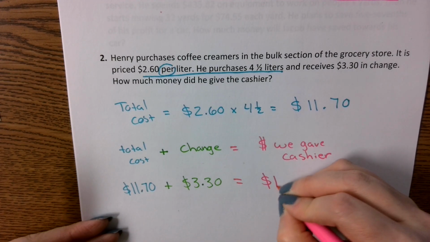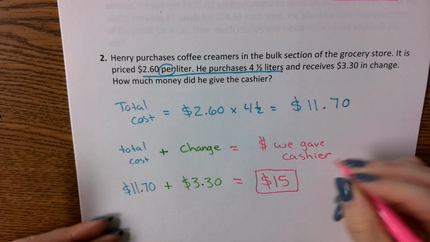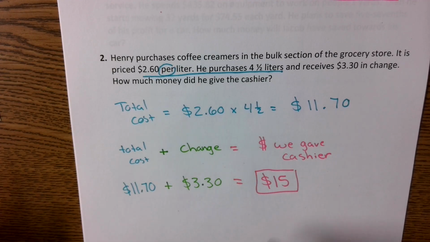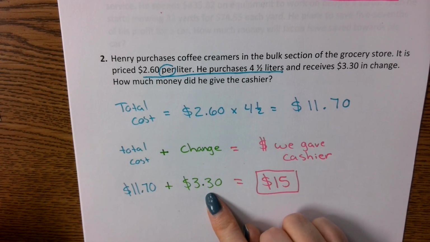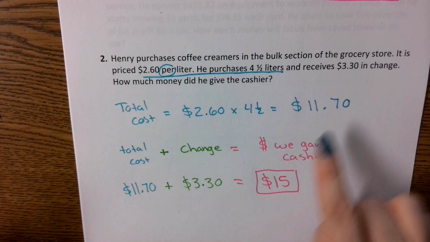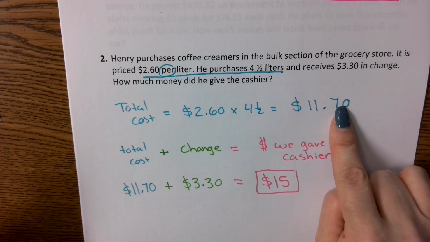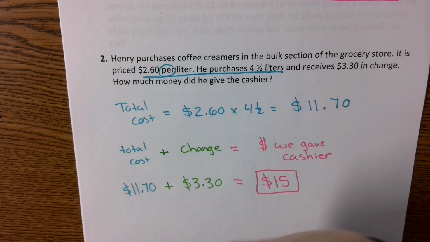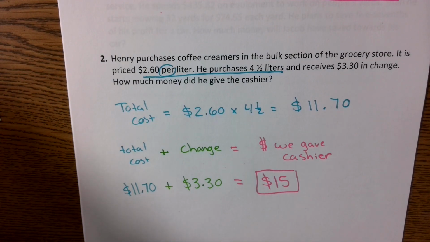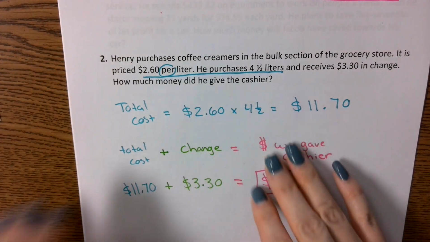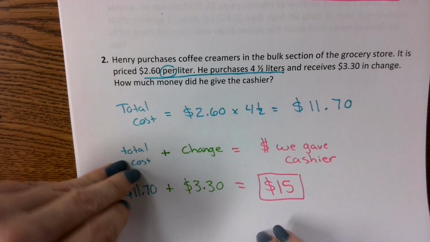$15. And again, think logistically. If you're like, oh, well, I'm going to subtract in the problem, and you do $11.70 and you subtract $3.30, does it make sense that you only gave the cashier $8.40 if it cost $11.70? No. You have to give more money to them in order to pay off what you owe. All right, let's flip it to the last one. Let's go to our last page.